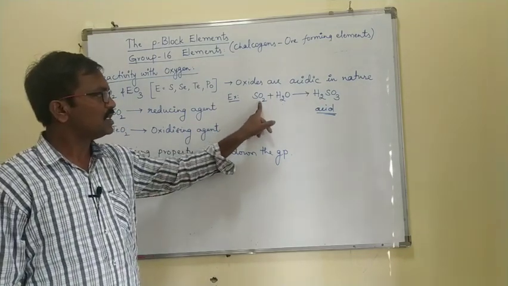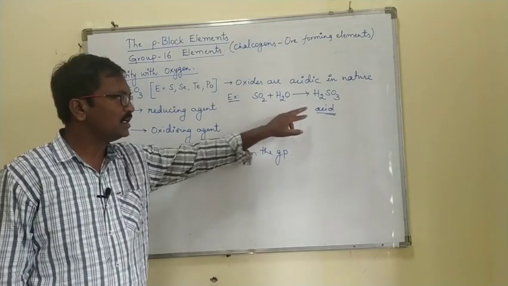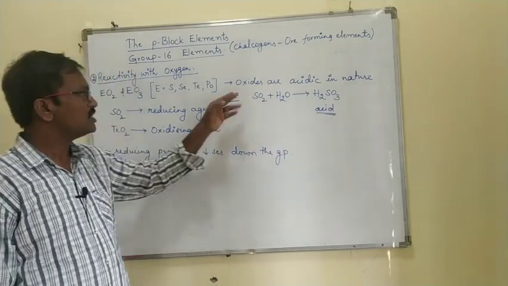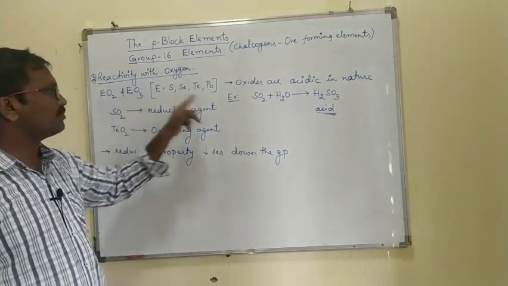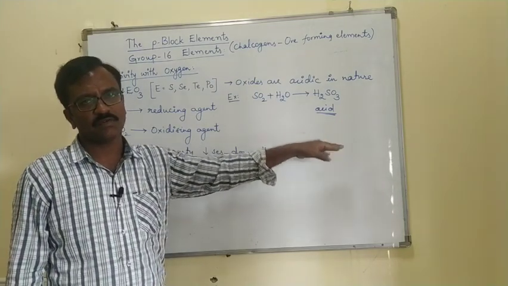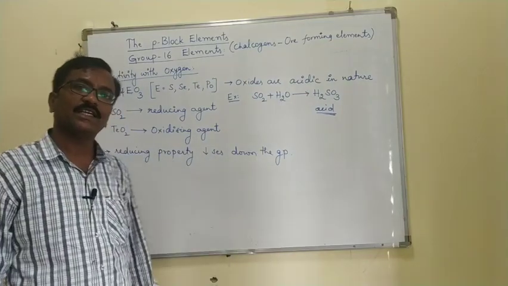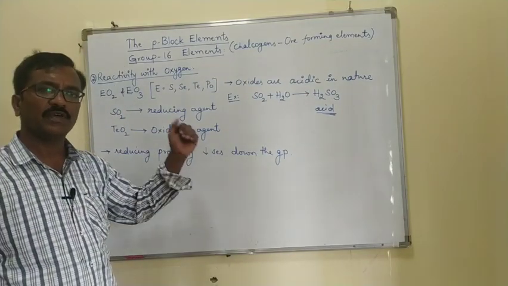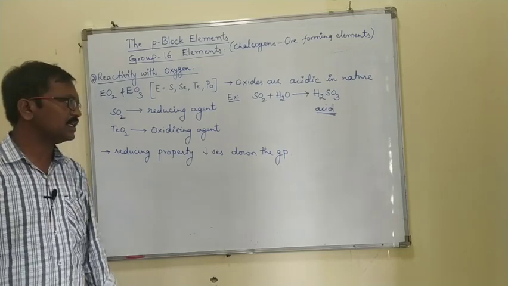So H2SO3, H2SO3 is sulfurous acid. It is nothing but an acid. So these oxides are acidic in nature. Suppose if you take the EO3 type, SO3 plus water, it forms H2SO4, sulfuric acid. So these are acidic in nature because when they react with water they form the acids. That's why acidic in nature.